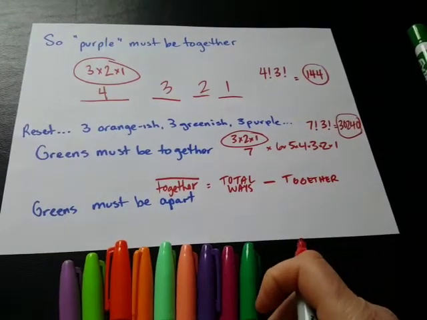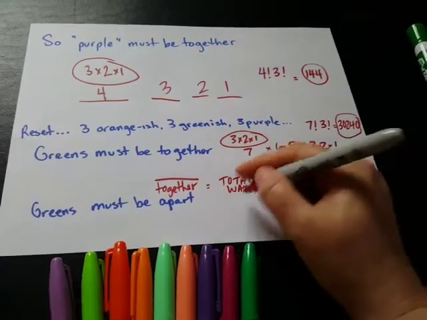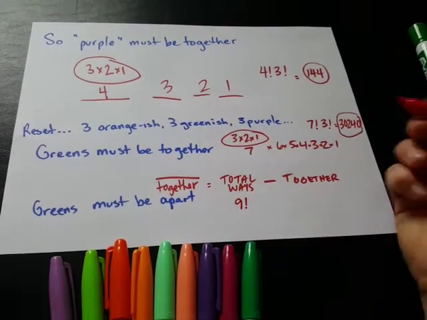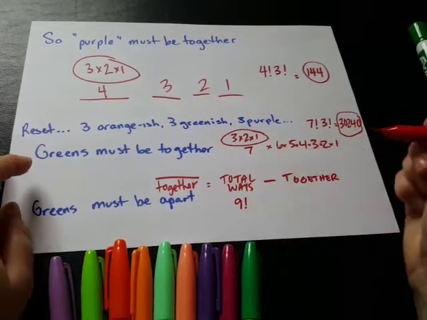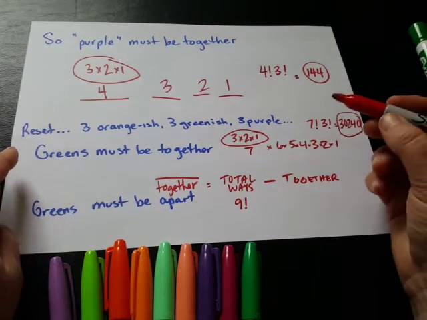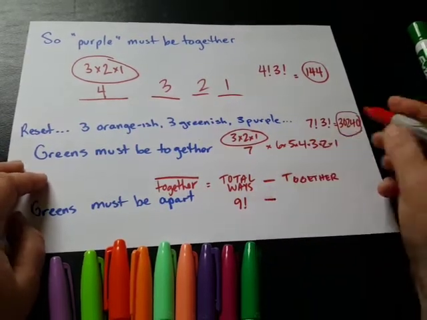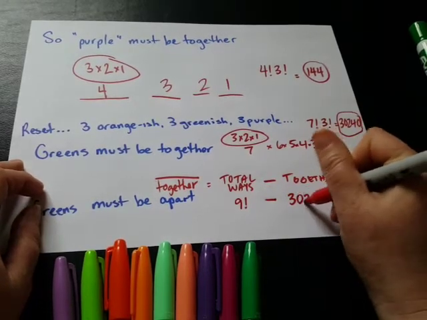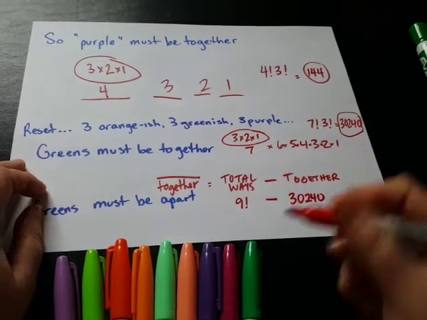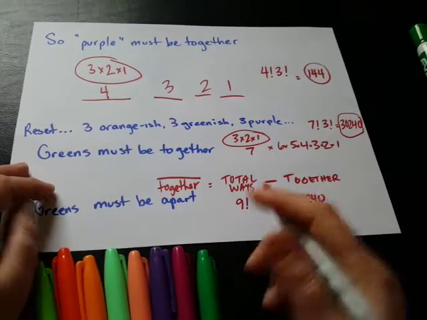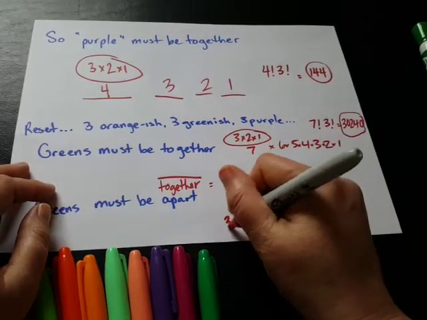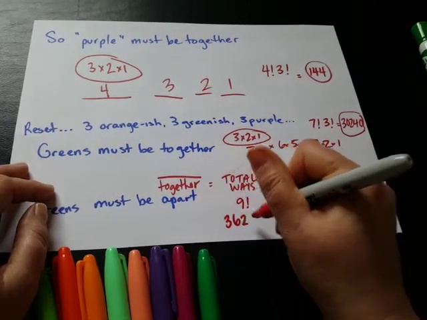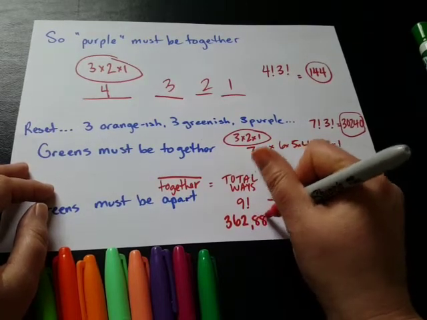So you've got 9 markers altogether. So there's 9 factorial for just the total ways that we could arrange them. Minus off the total ways that they're together. So let's find out what the 9 factorial is: 362,880.